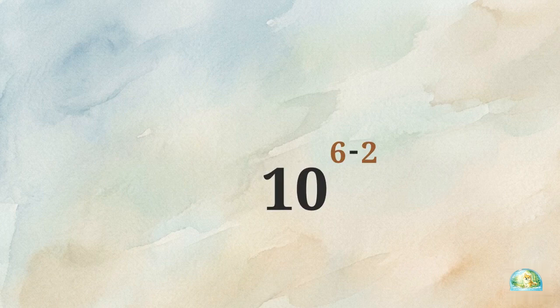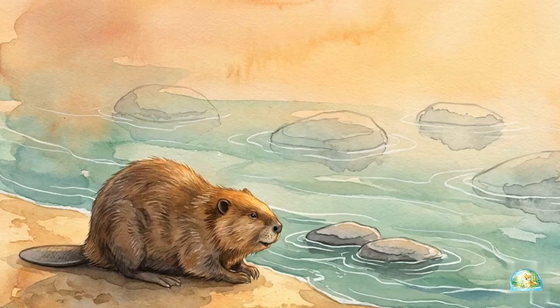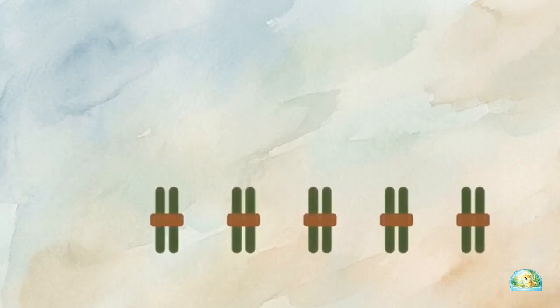Subtract the bottom exponent from the top exponent. 6 minus 2 leaves us with exactly 10 to the 4th power. The quotient rule relies entirely on subtraction because it mathematically mirrors the physical act of removing exact matching pairs to see exactly what survives. Finally, let's look at groups of groups.